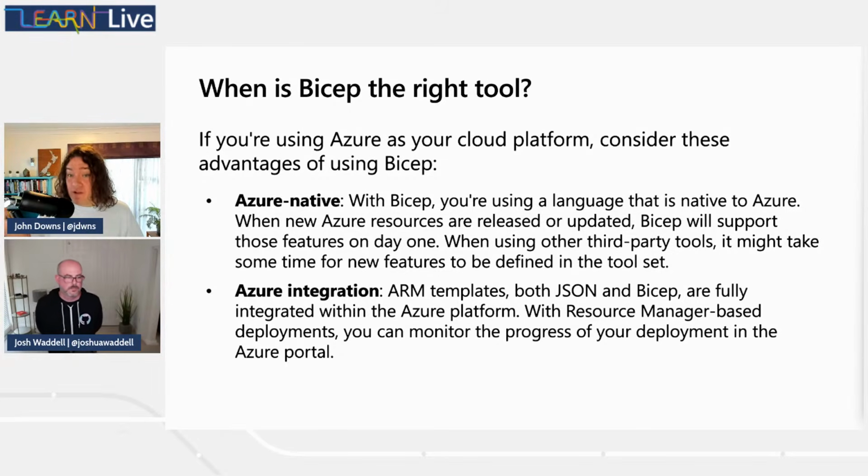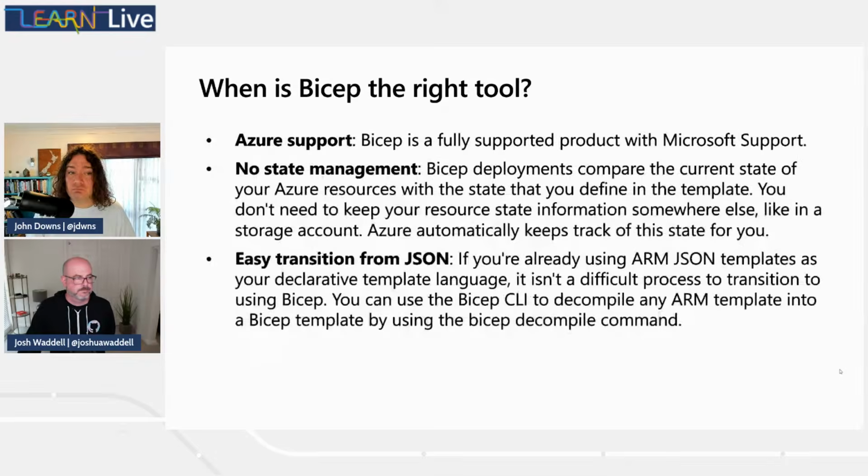So you'll see some of this in the next few weeks, but you can do things like monitor your Bicep deployments through the Azure portal, and view deployment histories and all sorts of other information as well. Bicep is also a fully supported Microsoft product. So if you have a problem with Bicep and you've got a support agreement with Microsoft, you can contact the support engineer and they'll be able to help you to try and understand what's going wrong.